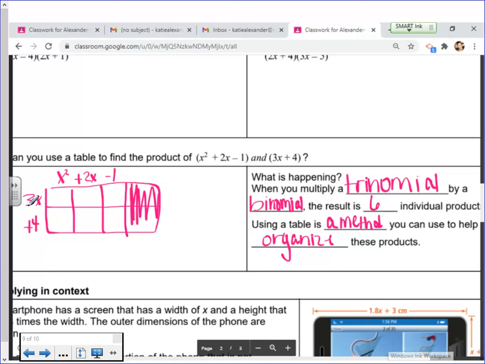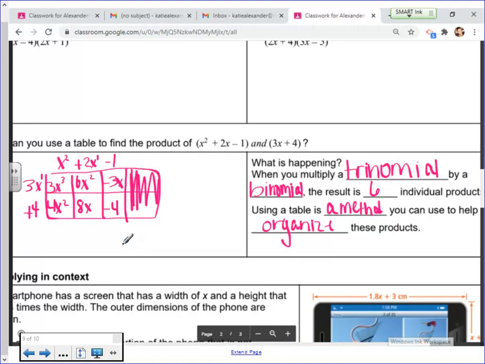X squared times 3x is, this has an exponent of 1, so you can't forget that. And so does this one right here. I'm going to go ahead and put those 1s there so you don't forget. This will be 3x, and then the exponent 1 plus 2 would be a 3. 3x to the first times 2x to the first would be 6x, and then 1 plus 1 is 2. 3x to the first times negative 1 would be negative 3x. You could put a 1 there if you wanted. 4 times x squared is 4x squared. 4 times 2x is 8x. And then 4 times negative 1 is negative 4.